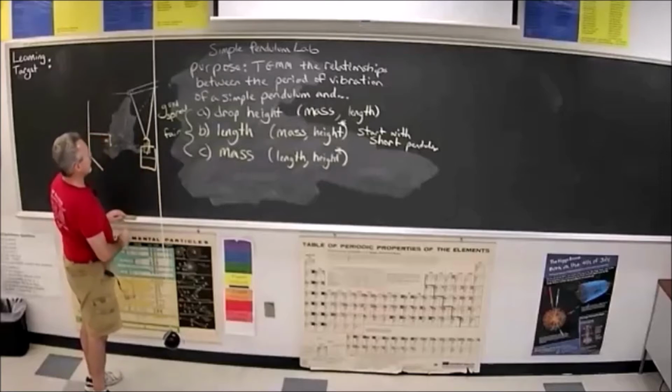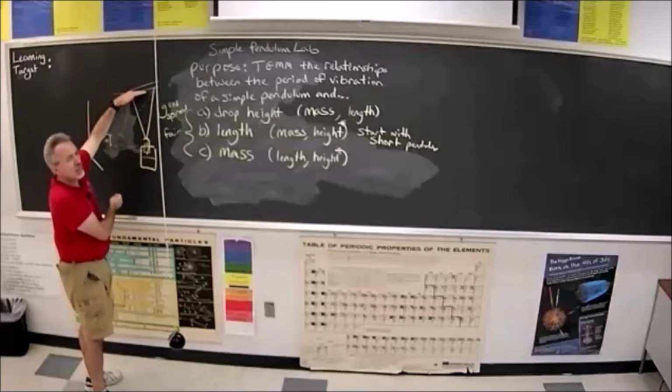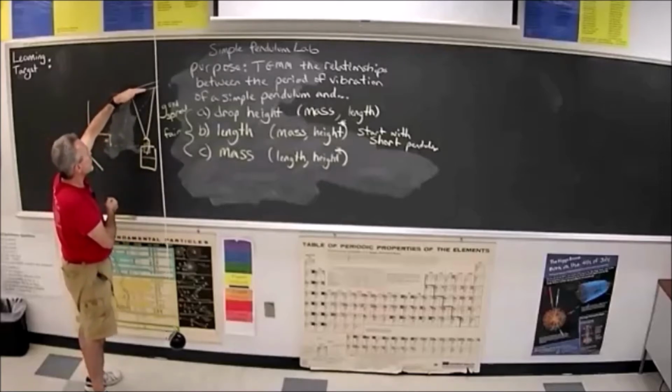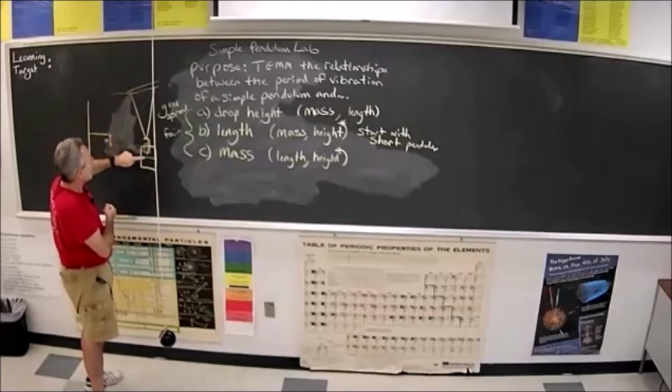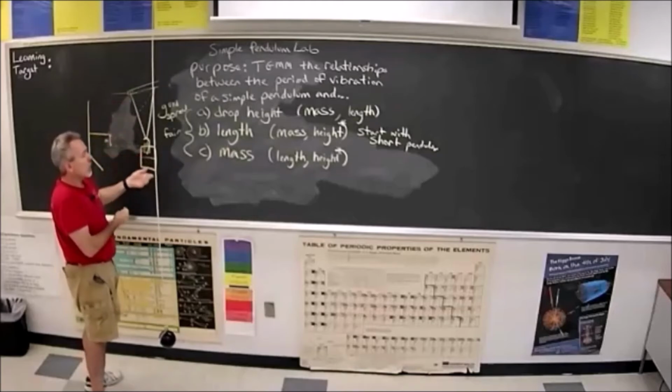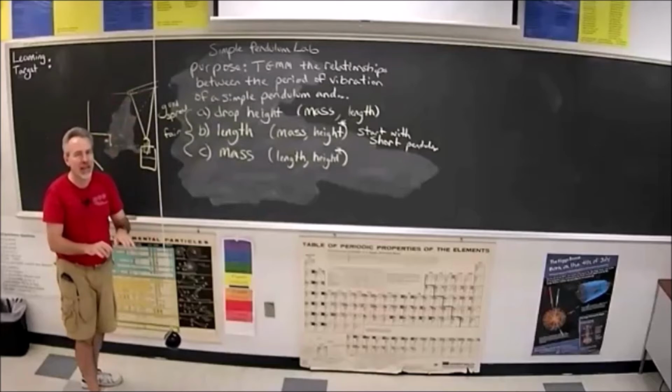its center is now down here, and now the length is not the same as what it was before because you're not measuring the length from here to where the hook is. You're measuring from here to the center. So by putting a different mass on here, I just changed the length, and that's not allowed.